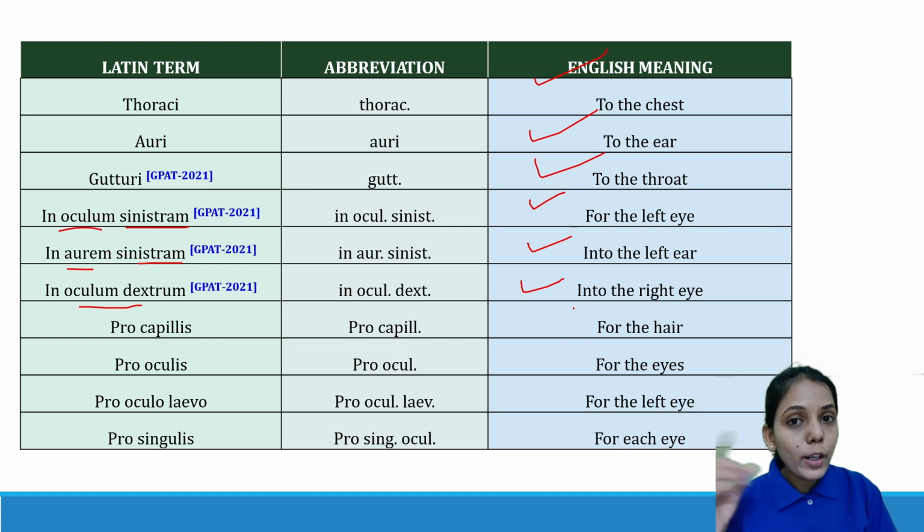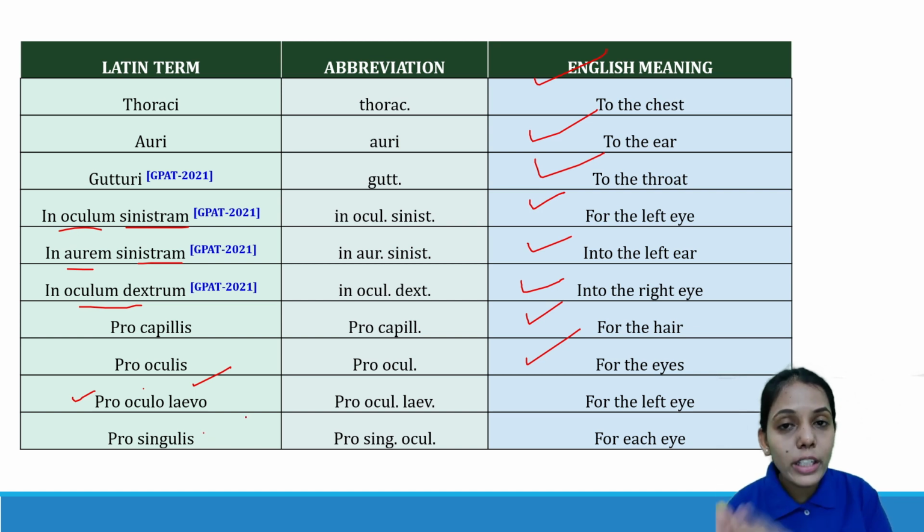Pro capillis, I told earlier also, pro means for. Capillis is the word related to hair. You can remember it, they are very thin, like a capillary. So pro capillis means for the hair. Pro oculis means for the eyes. Pro oculo levo: pro means for, oculo means eye, levo means left, so for the left eye. Pro singulis oculis means for each eye.